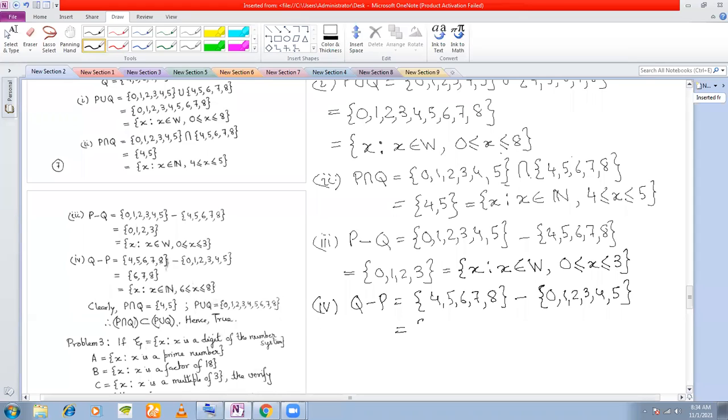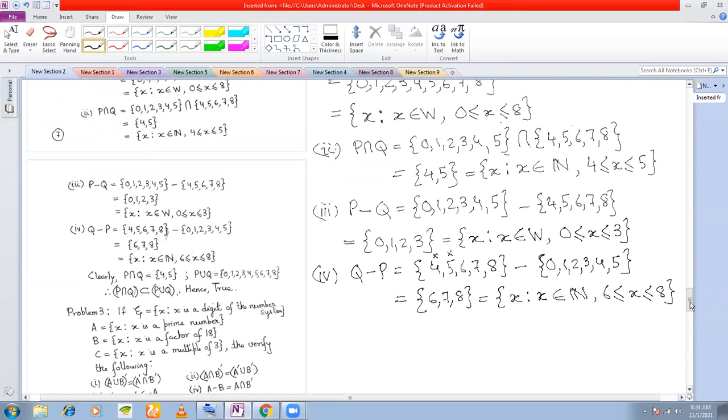So what are the elements of Q minus P? All the elements from which elements of P have been removed. So if you see, only 4 and 5 are the elements that are there in Q and P both. That means from Q we need to remove 4 and we need to remove 5. So we're left with 6, 7, and 8. And we want to write in set builder form x such that x belongs to the set of natural numbers and 6 less than or equal to x less than or equal to 8. Okay. Q minus P.